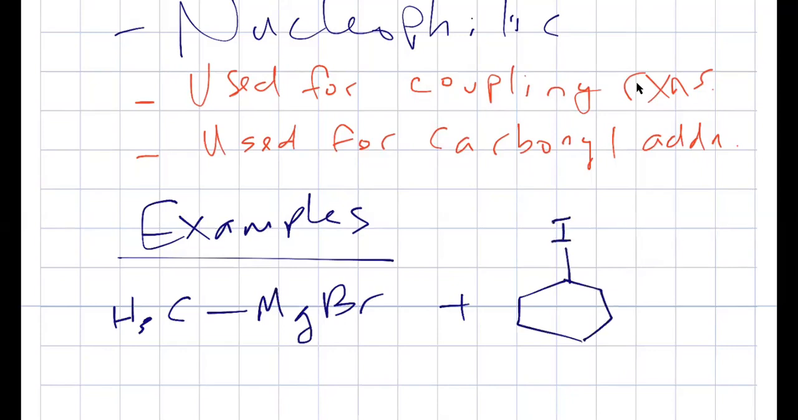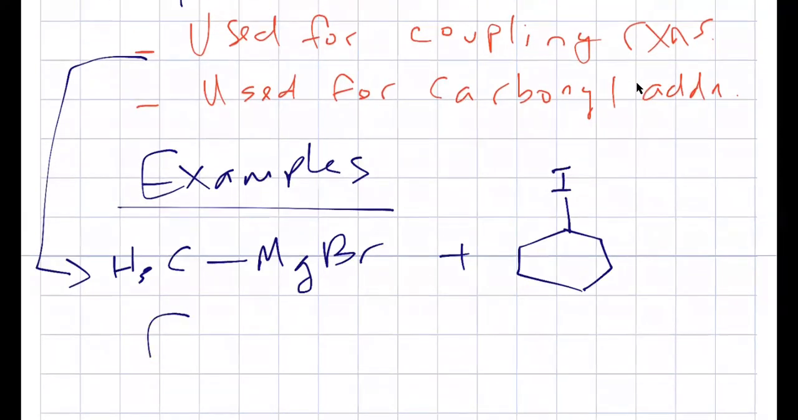Most of the time when you do a coupling reaction, you do it with an organometallic and an alkyl halide. And what ends up happening in these coupling reactions is you make new carbon-carbon bonds. You're going to make a new carbon-carbon bond.